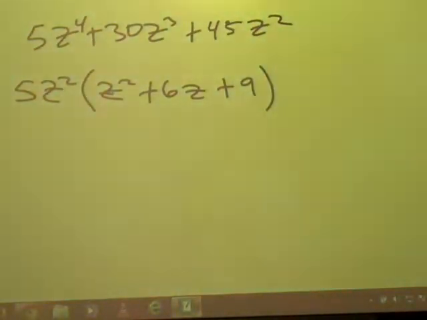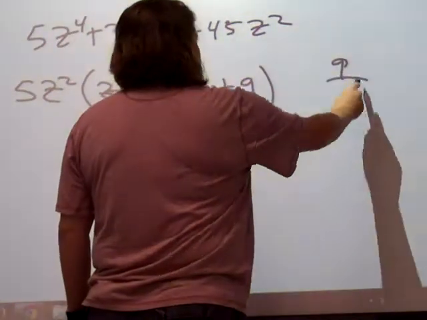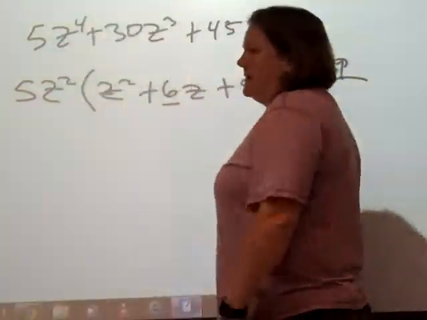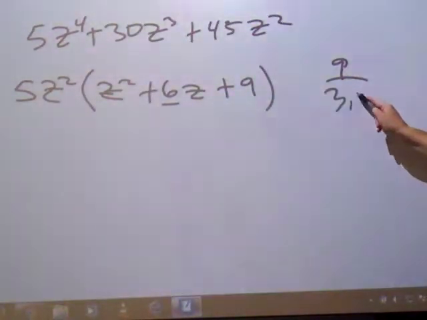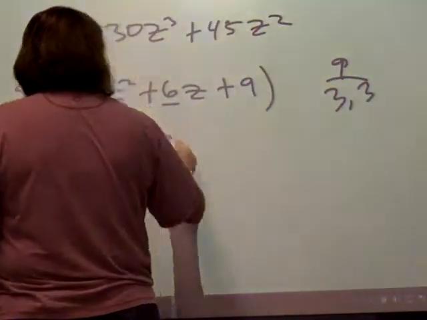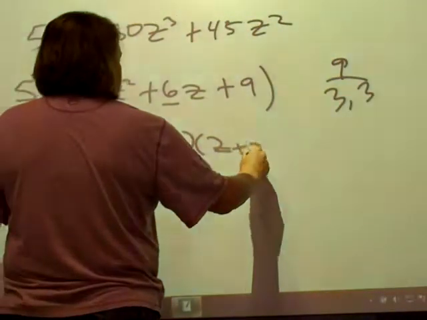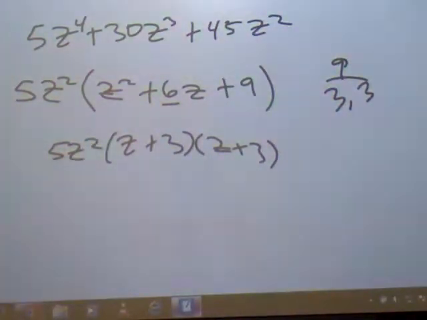Now, sometimes you'll be done there. We're not. That trinomial can factor farther, and this is what y'all had forgotten a second ago. You do your A times C. I need the factors of that add to my B. What factors of 9 add to 6? 3 and 3. Good. So I'm going to have a Z plus 3 and a Z plus 3. Don't forget your 5Z squared. If you write that as your final answer, that's correct.